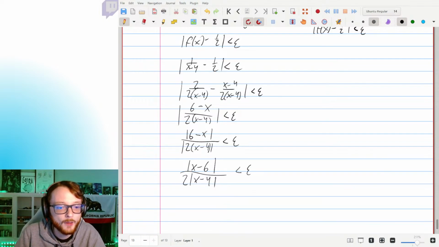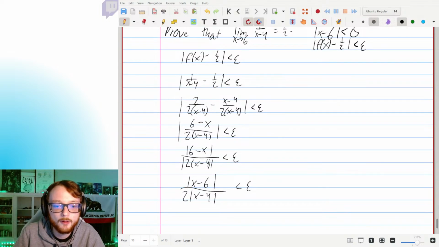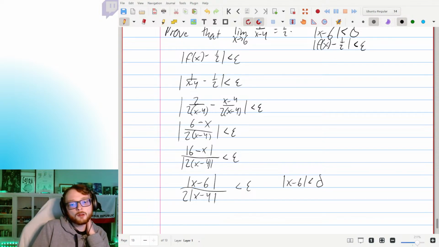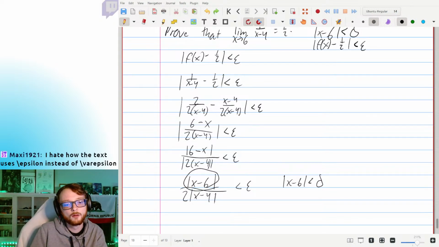And so now the absolute value of x minus 6 is less than delta. So the inequality is going the wrong way right now. We can't just replace this x minus 6 with delta, because this inequality goes the wrong way for that, doesn't it?